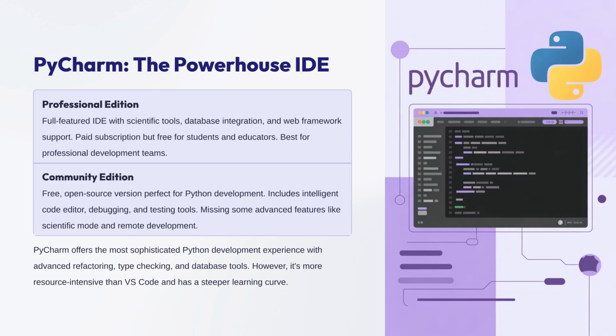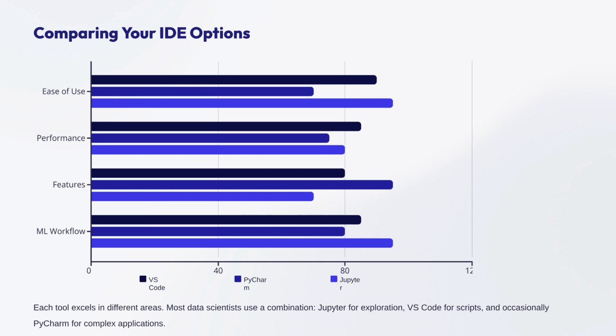PyCharm offers a professional edition with advanced features and a free community edition. It provides sophisticated tools, but is more resource-intensive. Most data scientists use a combination: Jupyter for exploration, VS Code for scripts, and PyCharm for complex applications.